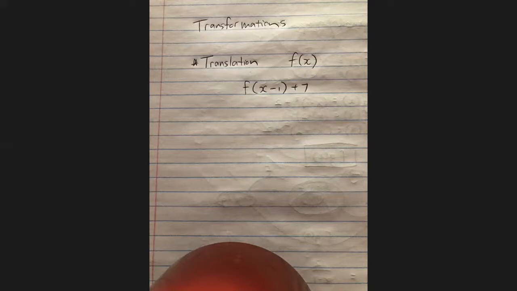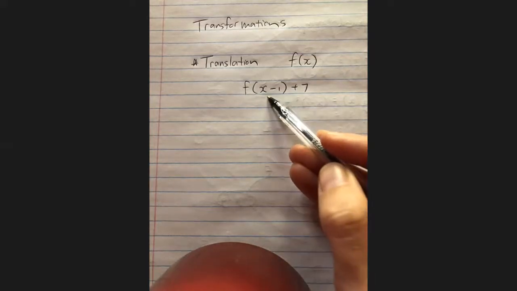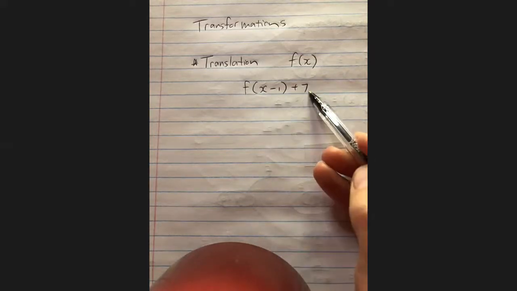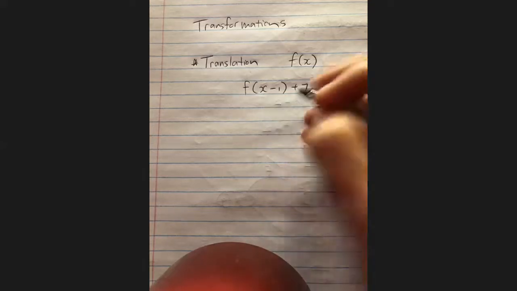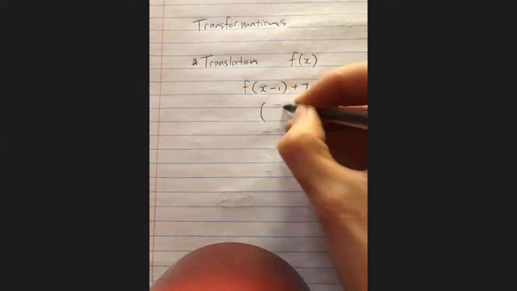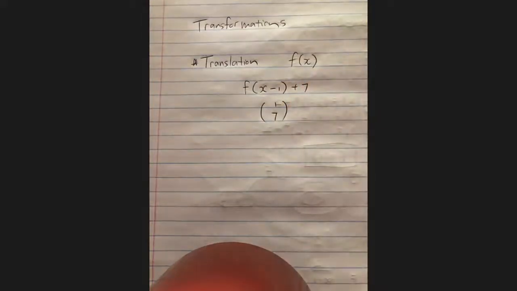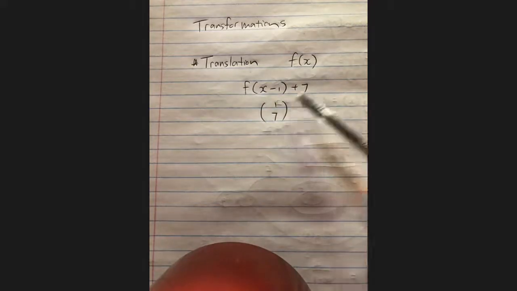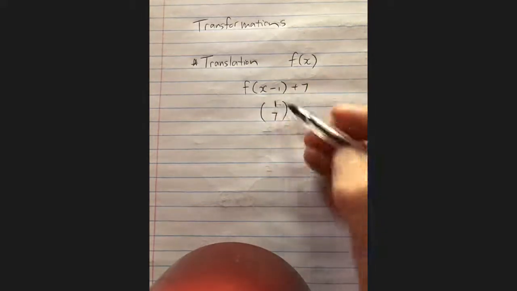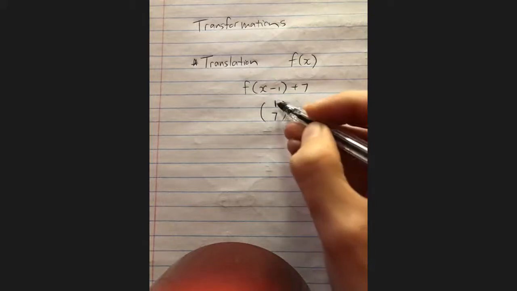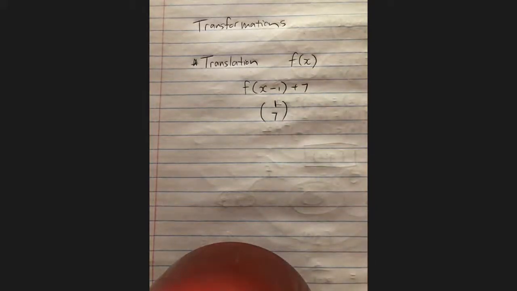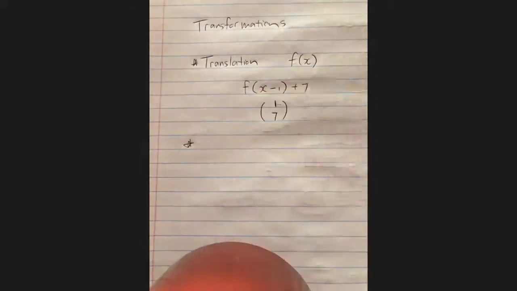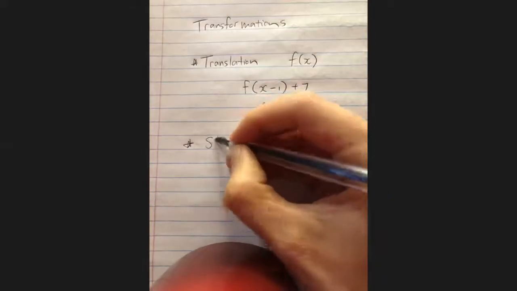You've moved it. Just remember, if it's in a bracket with the x, it's always the opposite. So this would be a translation through a vector (1, 7). Or you can even just say it's a translation or a shift 1 to the right. Remember, this is 1 to the right. Even if it says minus 1, you say 1 to the right and 7 up. Translation, perfect. The next type that you could have is a stretch.